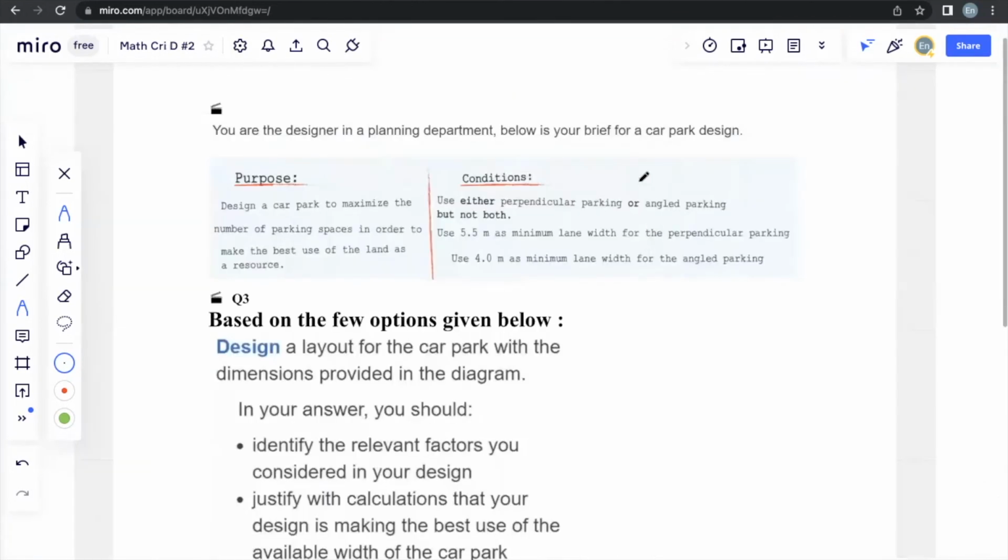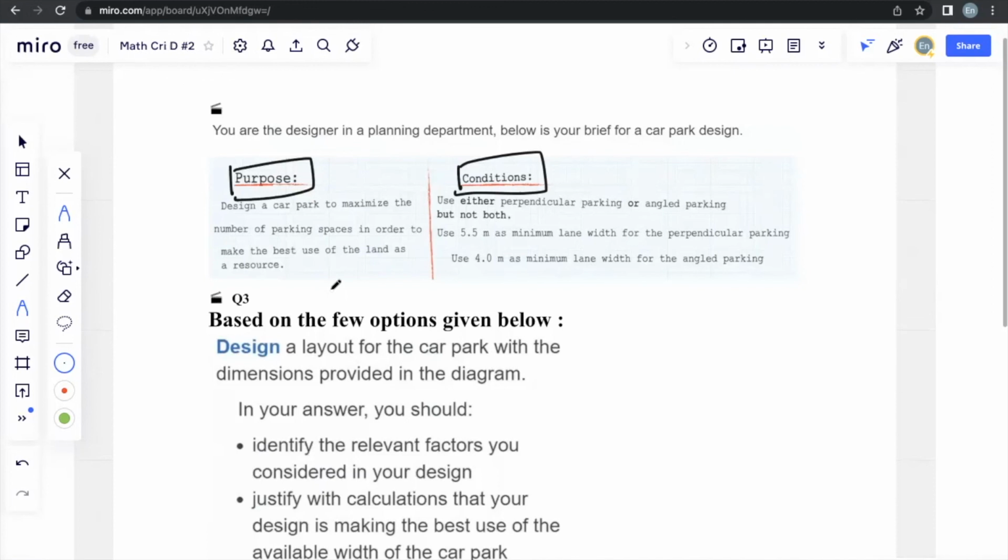Moving on to question 3, which is one of the longer questions that you receive in IB MYP Criterion D. You are the designer in a planning department. Below is your brief for a car park design. So they give us a brief for a car park design that they would like us to design. They give us the purpose and certain conditions that we have to fulfill. Purpose: design a car park to maximize the number of parking spaces in order to make the best use of the land as a resource.